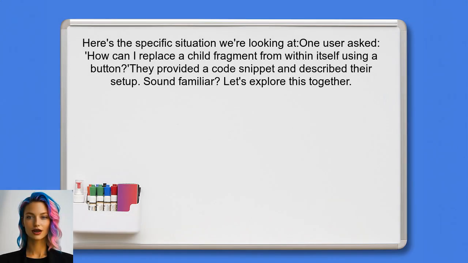Here's the specific situation we're looking at. One user asked, "How can I replace a child fragment from within itself using a button?" They provided a code snippet and described their setup with a parent fragment containing a child fragment. Sound familiar? Let's explore this together.